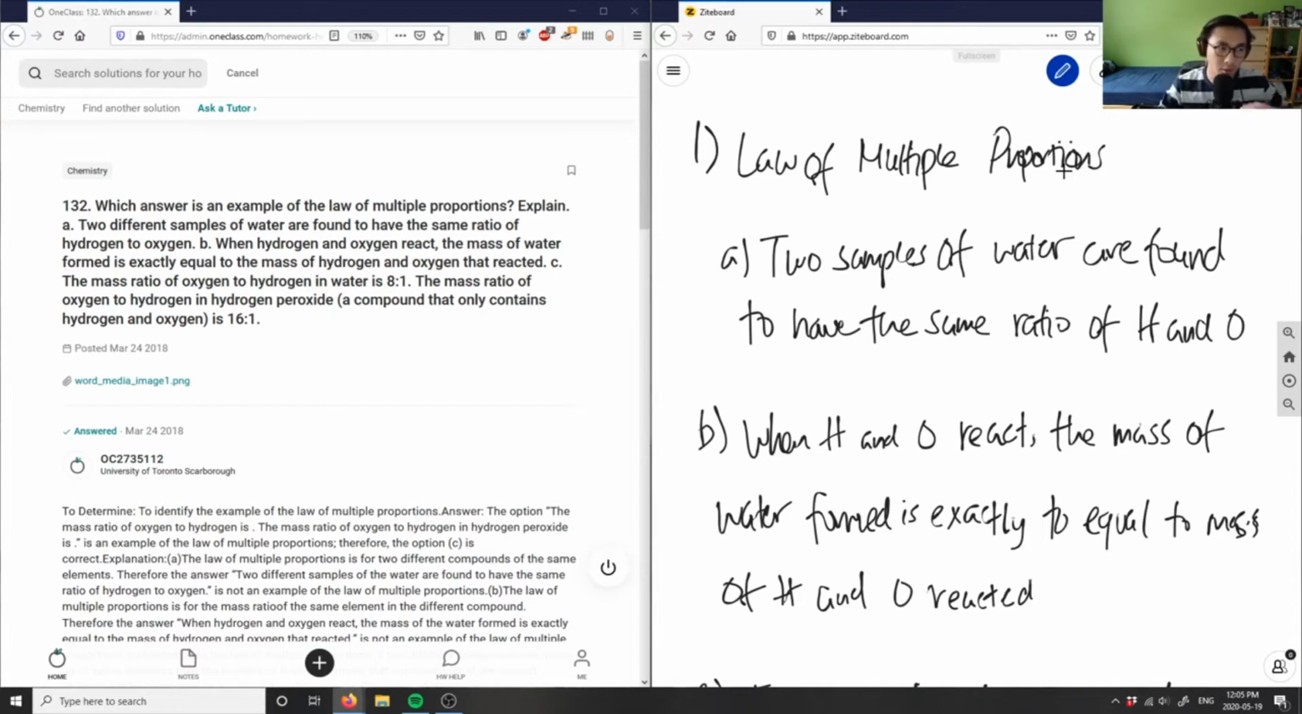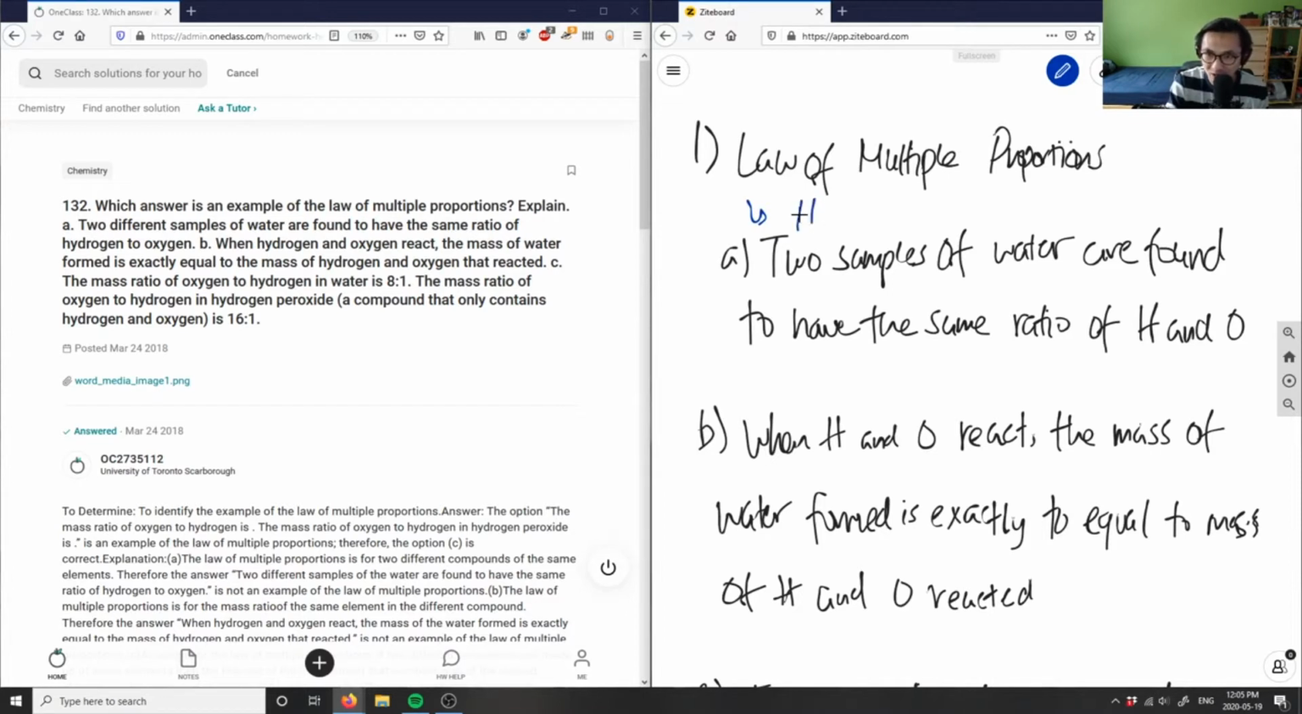this question. Taken straight from the dictionary, the law of multiple proportions states that if two elements form more than one compound between them, then the ratio of the masses of the second element, which combined with the fixed mass of the first element, will always be a ratio of small whole numbers. So what does that mean? Let's use an example here.